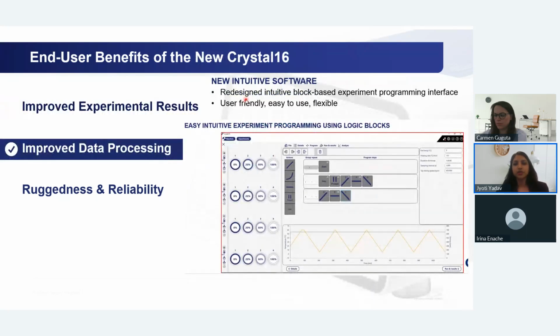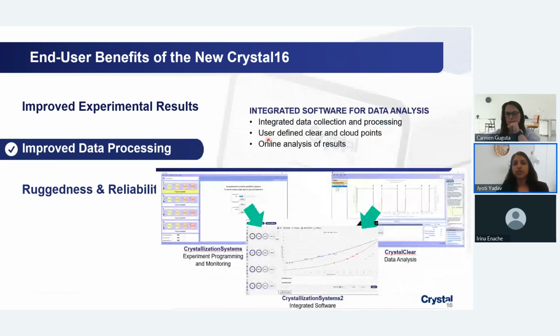Then it comes with a new intuitive software, which makes it easy to program your experiment by just dragging and dropping these action blocks. Further, it has integrated software for data analysis. If you are using the older version of Crystal16, then you perform your experiment in one software, then you export your data in another software, Crystal Clear, for the data analysis. But with the latest version, you can do the data analysis during the experiment and, of course, after the experiment, in the same software.